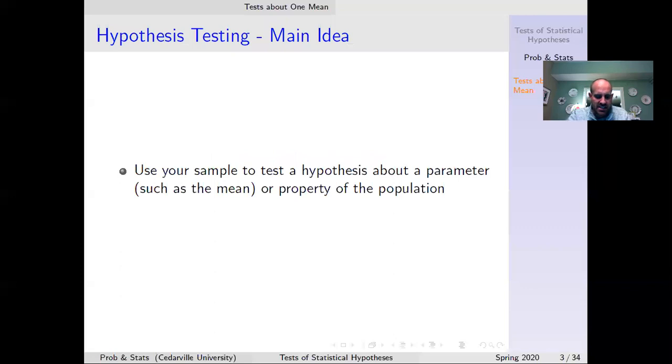Okay, so here's the main idea. You use your sample to test a hypothesis about a parameter, such as the mean or property of the population. For instance, a property of the population would be something like, my hypothesis is that the population distribution is normal. It has the normal distribution. That is actually a hypothesis that you can test. All right, there are tests that will deal with that.